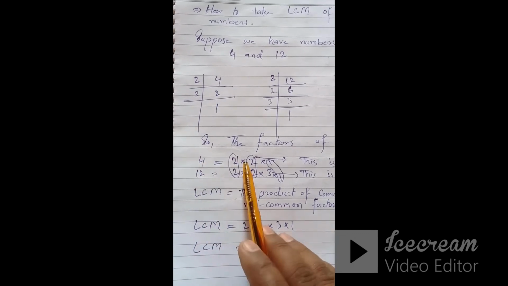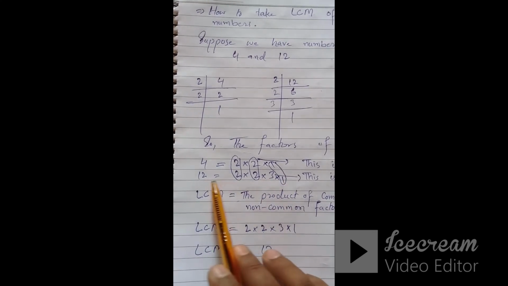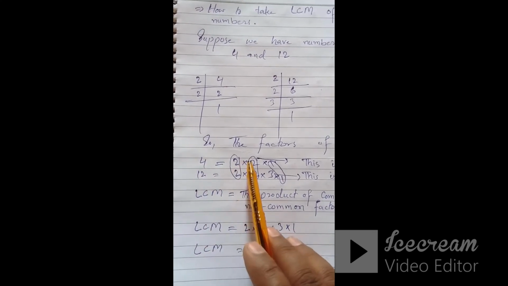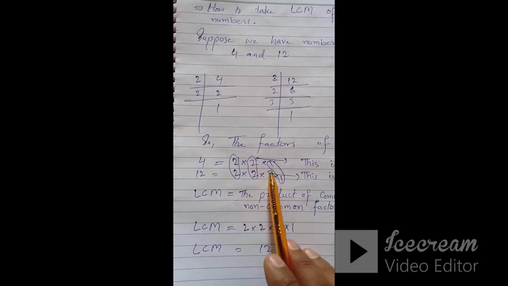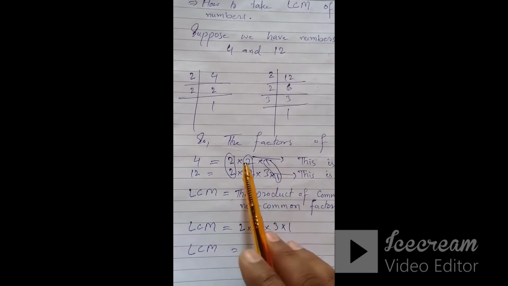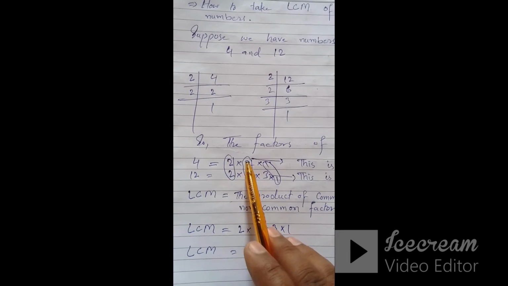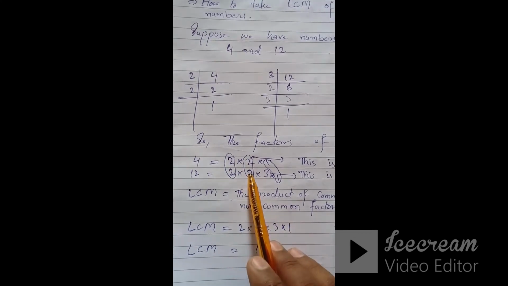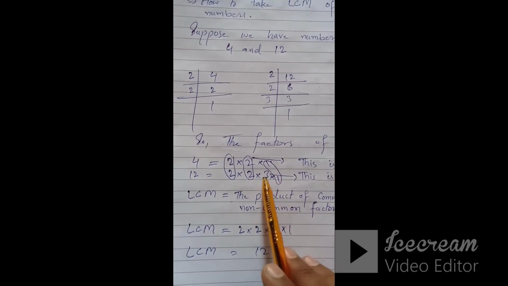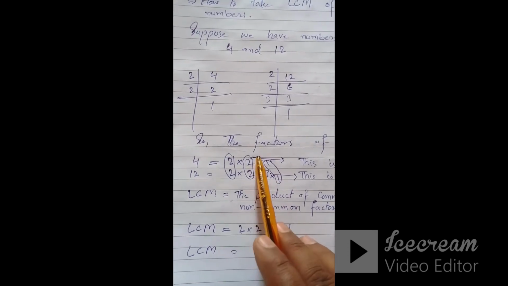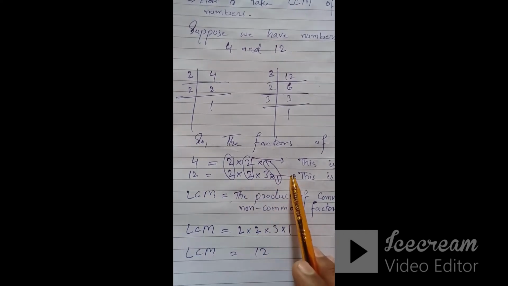This is called the factors. The factors of 12: if we multiply these numbers, the result will be 12. The factors of 4 are 2 times 2 times 1, and the factors of 12 are 2 times 2 times 3 times 1. So these two are the same. These are called common factors. This 3 is not the same, because 3 is not in the upper factors. So this is called a non-common factor.